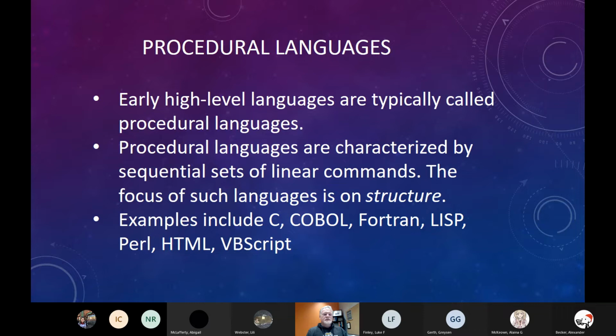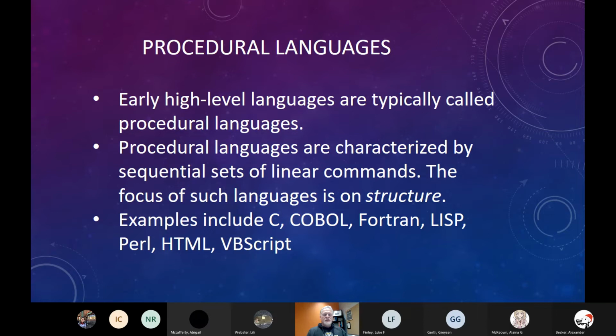By procedural languages, I mean it tells the computer do this, do that, do this. It's a straight top to bottom program. It's just one instruction after another. I told you about the instructor wanting me to write an algorithm to walk up and make a copy. It's like that all the way from the time I leave to the time I come sit down. It's just one continual set of instructions, one algorithm. And that's what these are.